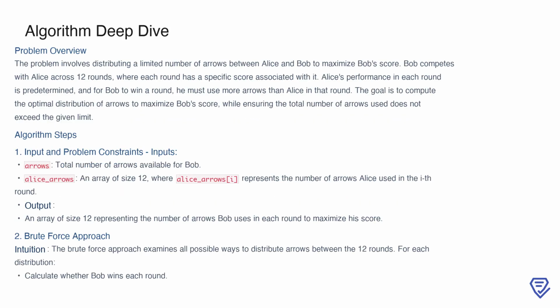In this problem, we need to strategically distribute a limited number of arrows between 12 rounds of an archery competition. Bob is competing against Alice, and in each round, Alice has already used a specific number of arrows. Bob can only win a round if he uses more arrows than Alice in that round. Each round has an associated score, and Bob's goal is to maximize his total score while staying within the limit of arrows provided. To solve this, we first need to understand the inputs and constraints.